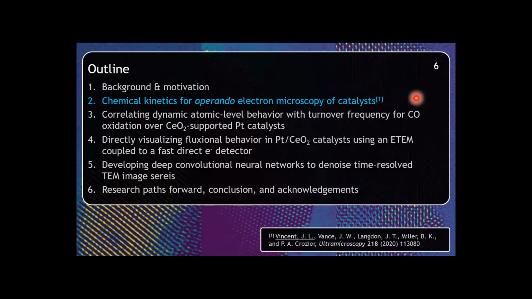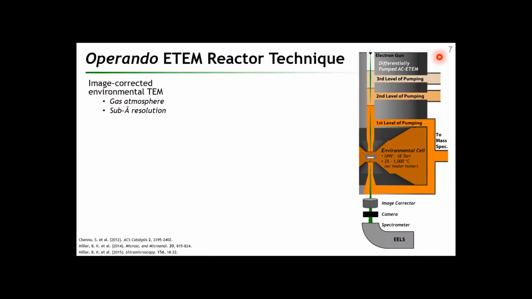So that's the spirit of the first project that I'll talk about, which led to this publication in Ultramicroscopy, where we're trying to understand under what conditions we can determine quantitatively the reaction rate, or the chemical kinetics, of the catalyst that we're imaging. And this is important because it's not exactly trivial to do this.